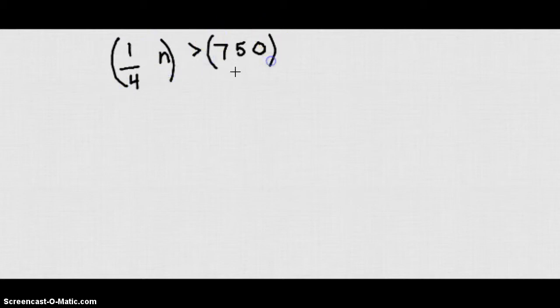So let's say we have the inequality 1/4 n is greater than 750. To isolate that n, I don't like fractions, so I'm going to multiply both sides by the denominator to get rid of that fraction. The 4's are going to cancel out. I get n is greater than 750 times 4, so n is greater than 3,000.